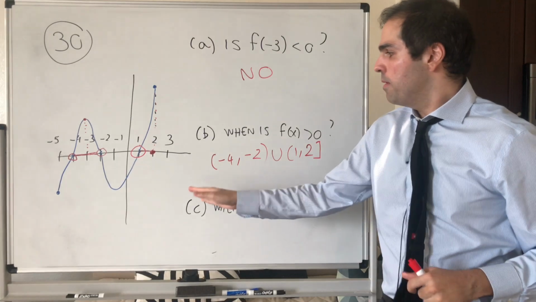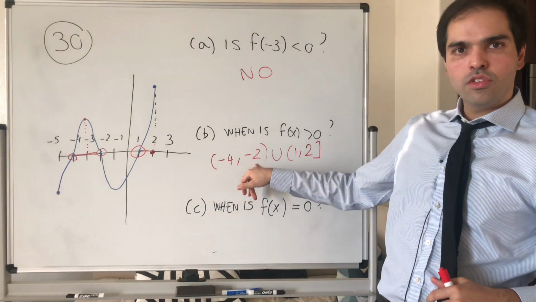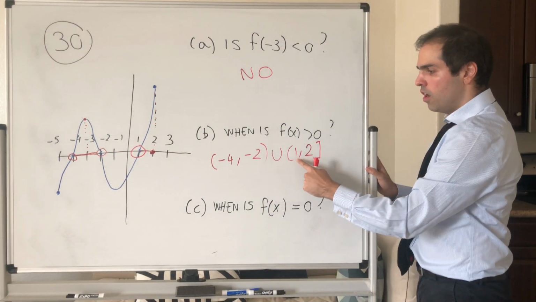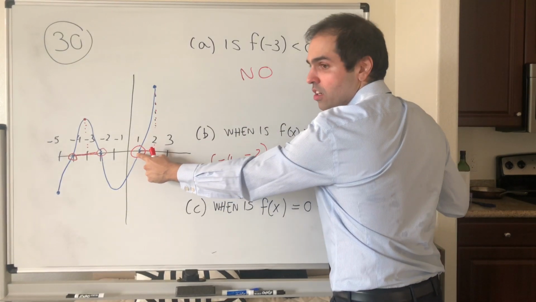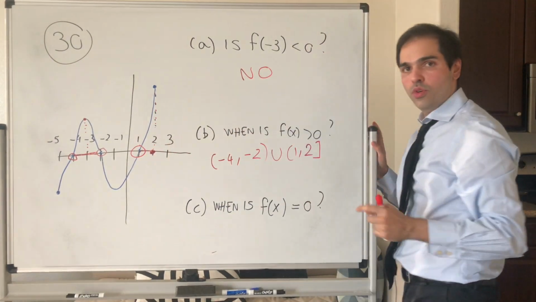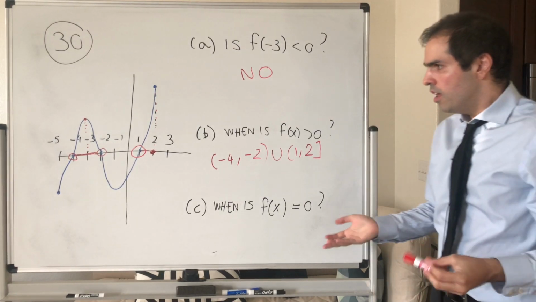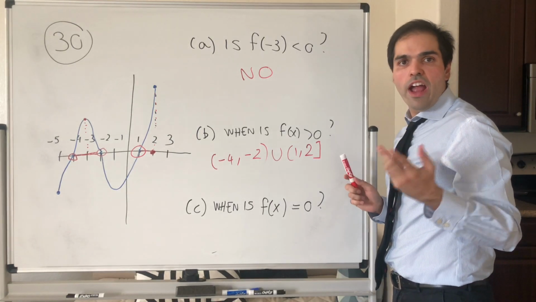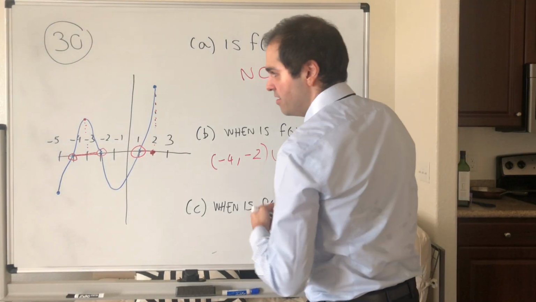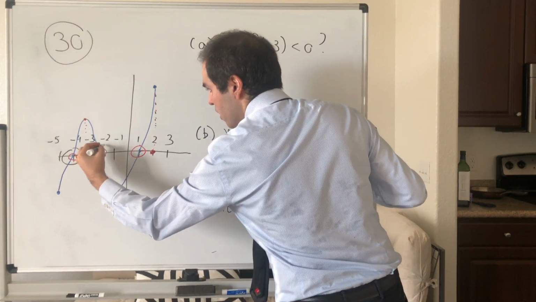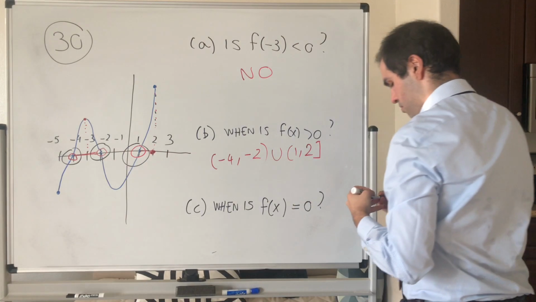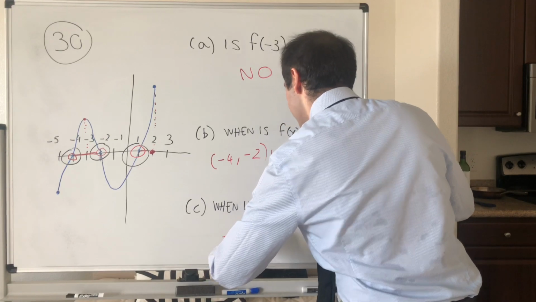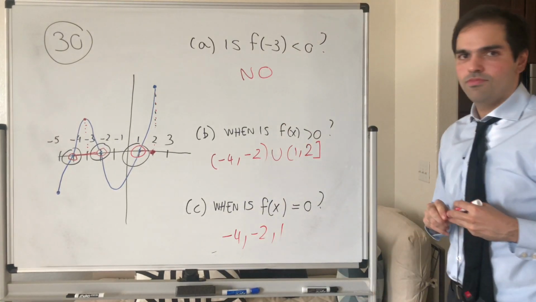So just to recap, we put minus 4, comma minus 2, because we're excluding minus 4 and we're excluding minus 2. Or 1, comma 2, we're excluding 1 because f is 0 here, but we're including 2 because f is positive there. And lastly, maybe the easiest question, when is f 0? You just need to look at where f crosses the x-axis. Well, it's 0 at minus 4, at minus 2, and at 1. So the answer is simply minus 4, minus 2, and 1. And that's it.